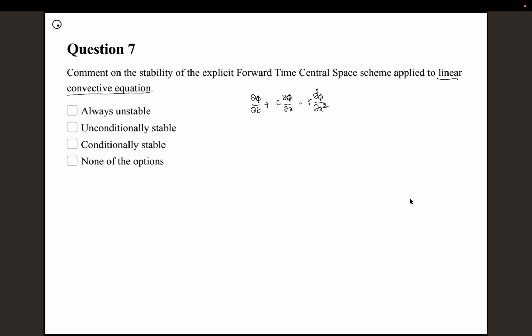Now it has both these terms together, but the method says you have to use explicit forward time and central space. So how would that look? I'll have phi n plus 1 minus phi n by delta t. Central space, so this will have phi i plus 1 by 2 delta x. Explicit, so I've used the n time step values. Again here del square phi del x square, second order accurate if you use central space, phi i plus 1.